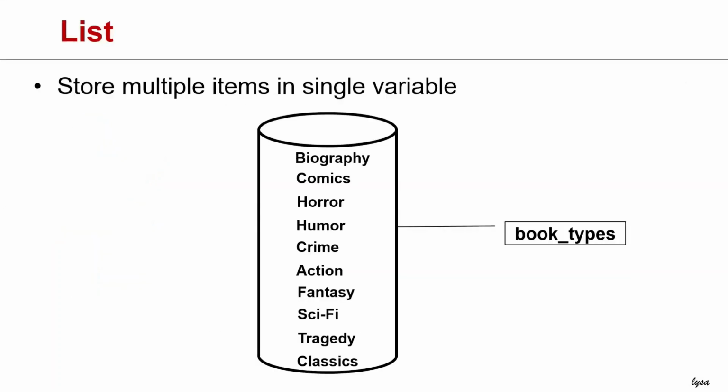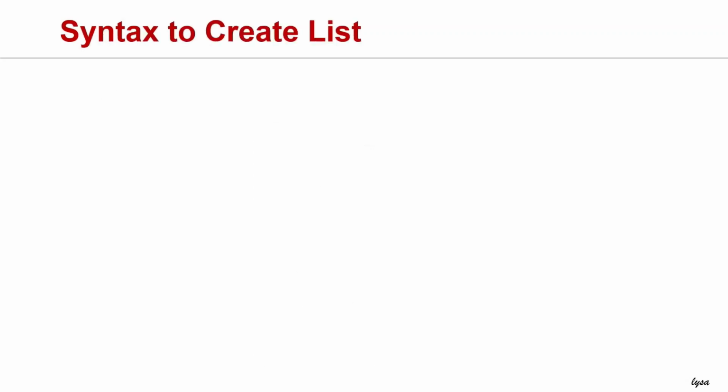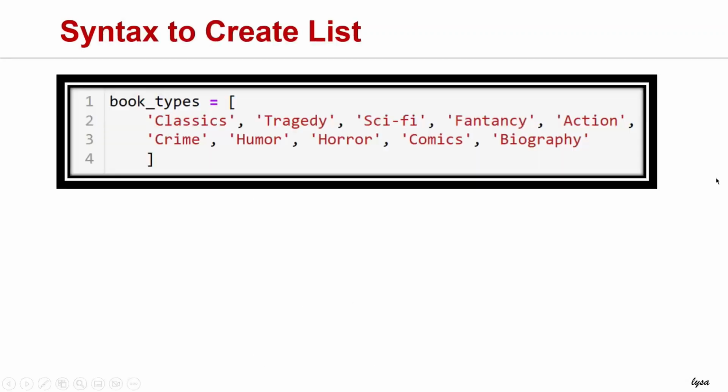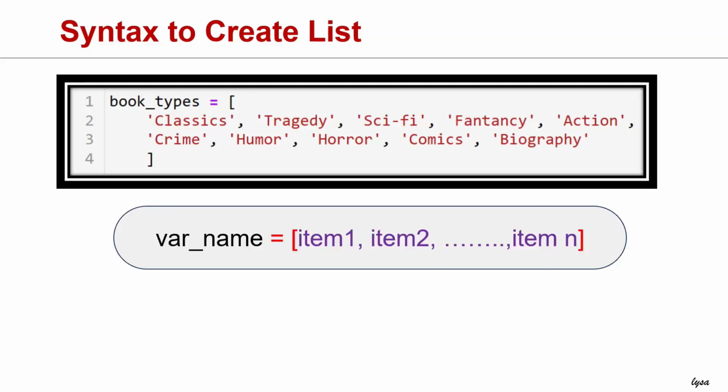Let's say you want to store multiple items in a single variable. That is, I have biography, comics, horror, humor, etc. All these strings, I want them stored in a single variable, and the name of the variable has to be book types. The option in Python to store like this is lists. Let's see an example line by line.